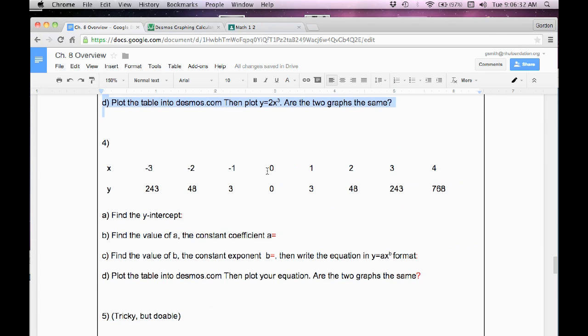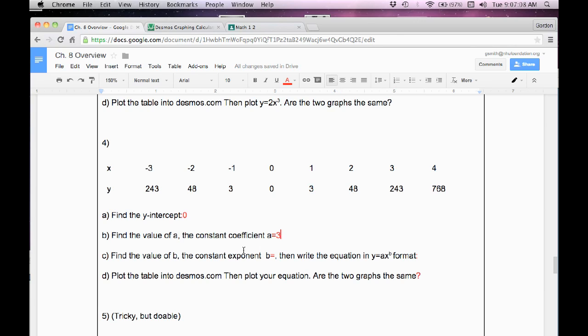Find the y-intercept. The y-intercept in y equals ax to the b will always be 0, so that's an easy one. Find the value of a, the constant coefficient. Again, y equals ax to the b. So when x is 1, no matter what b is, x to the b will also be 1. So then it's y equals a times 1. So if the y is 3, the a has to be 3. And that is the reason why when x equals 1, this is your a value every time.